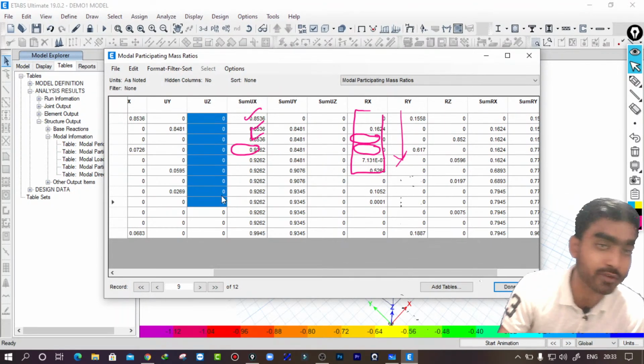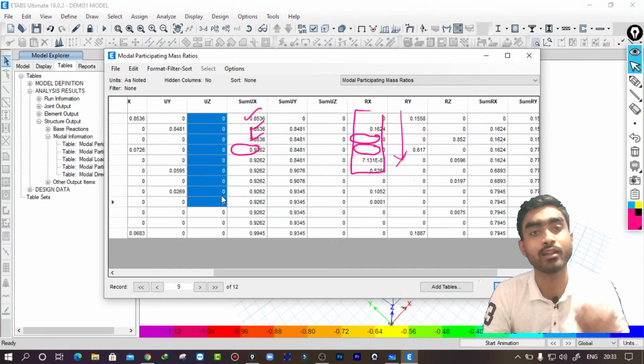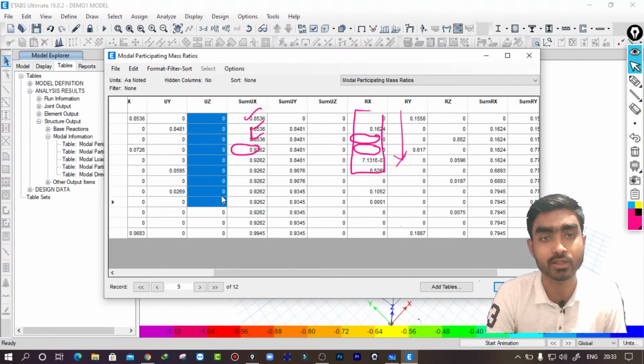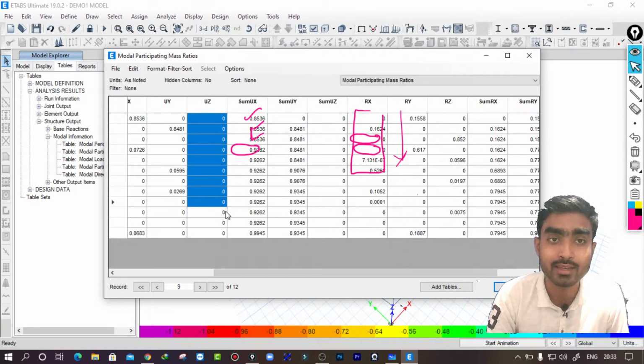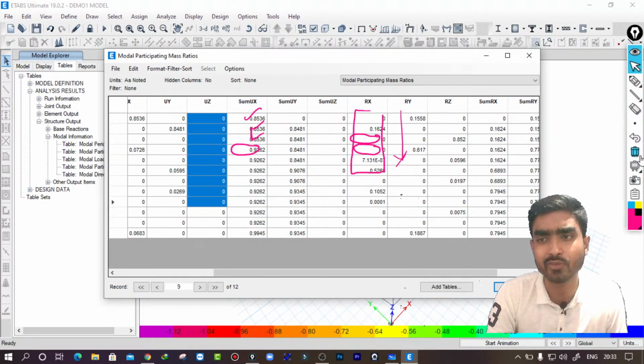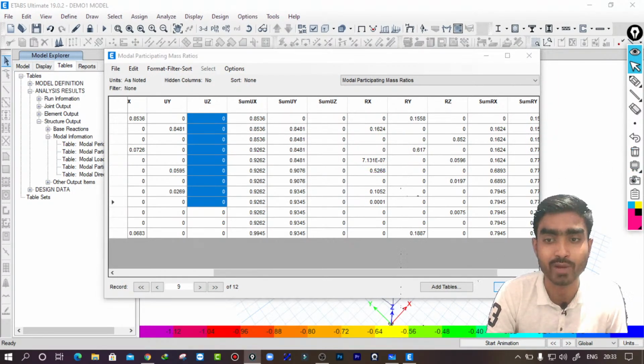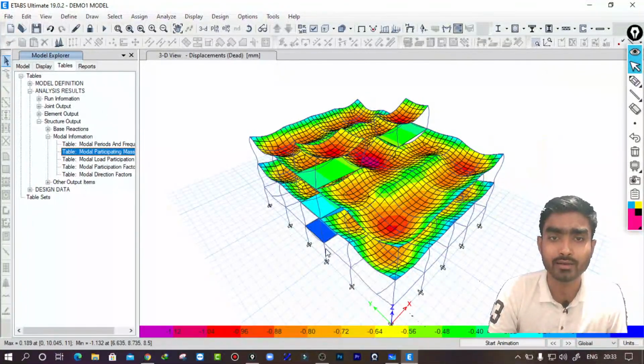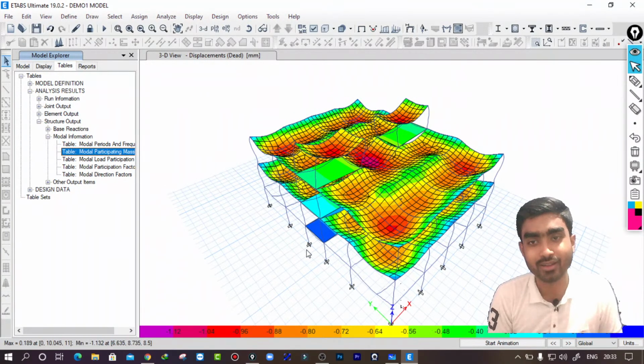UZ is also a matter of concern when you are defining a vertical earthquake acceleration. In that case you will be having a mass participation in this particular area also, so then it is a matter of concern for you. In this kind of simple structure, these things are not an issue at all. I can close this, and this is all about modal analysis.